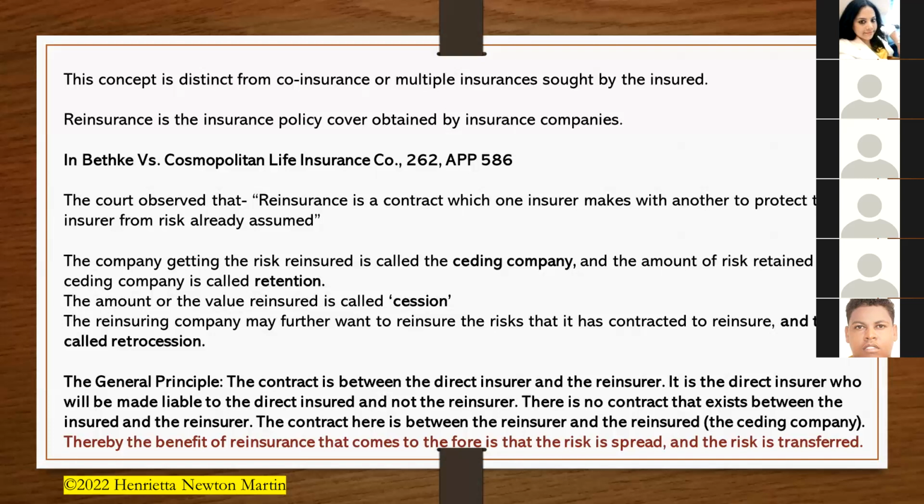Now, company B is the reinsuring company. Company B feels heavy. It has got its own burdens. So company B says, oh, company C, won't you help me with my burden? So company B is an insurance company.